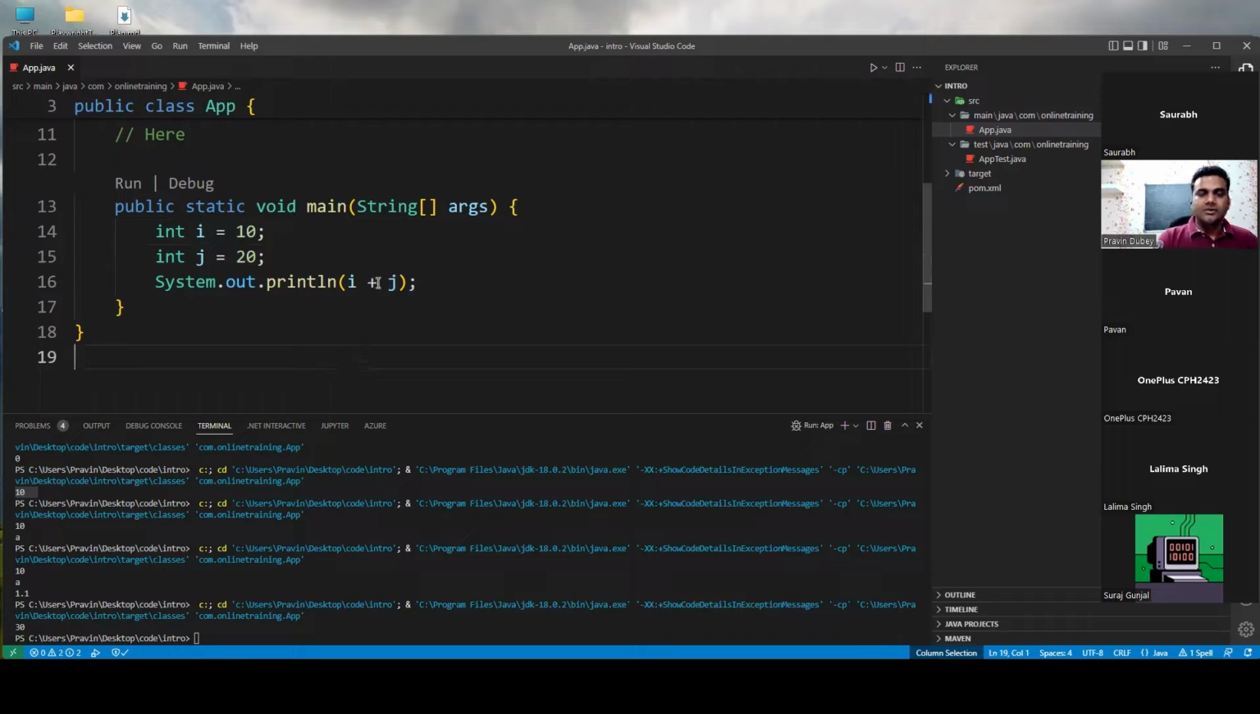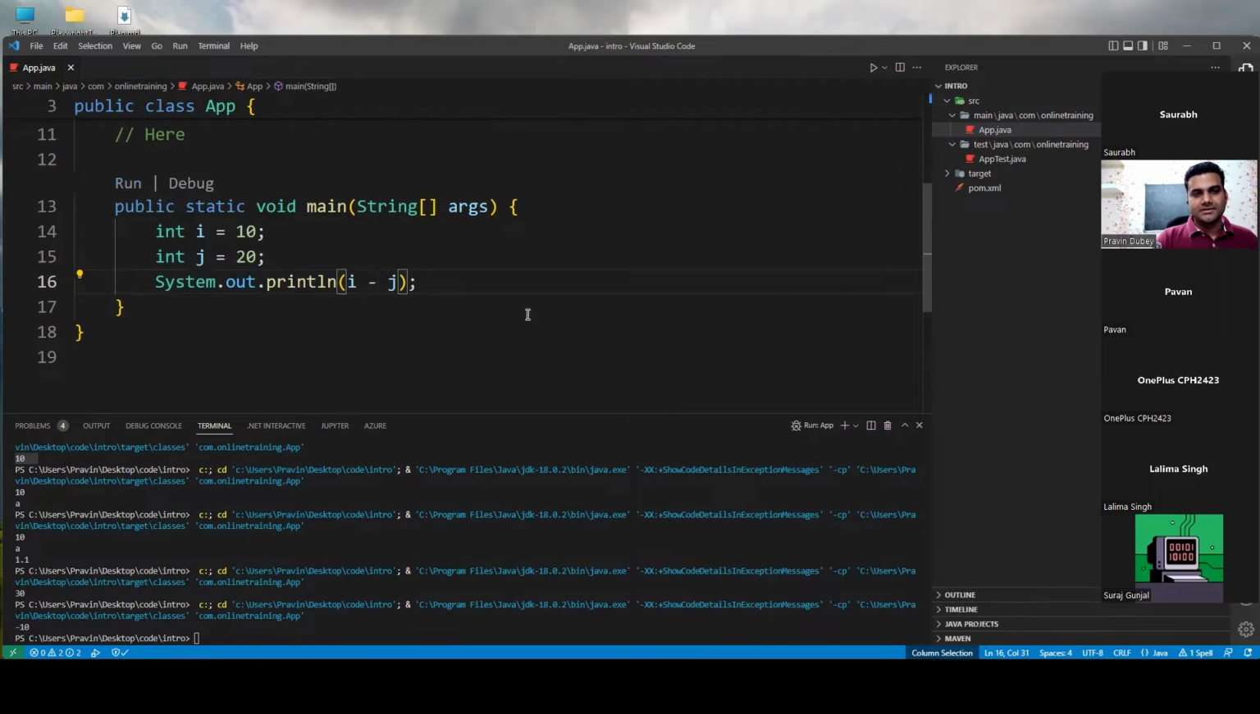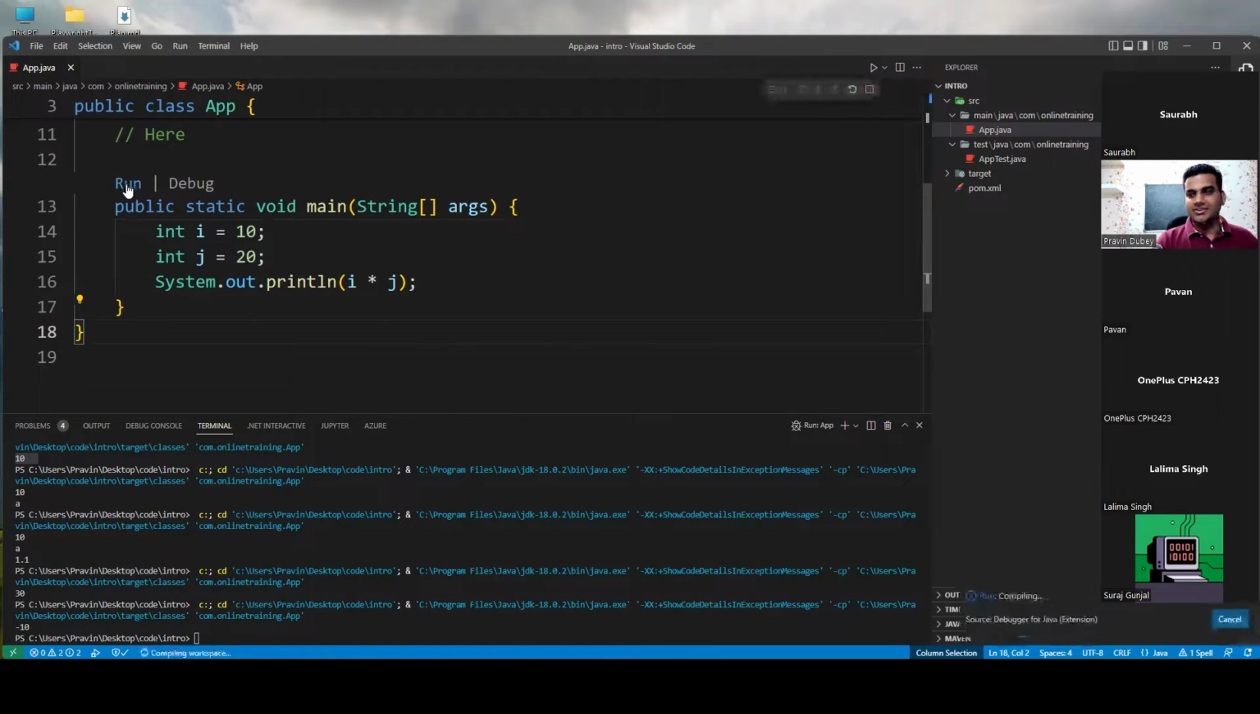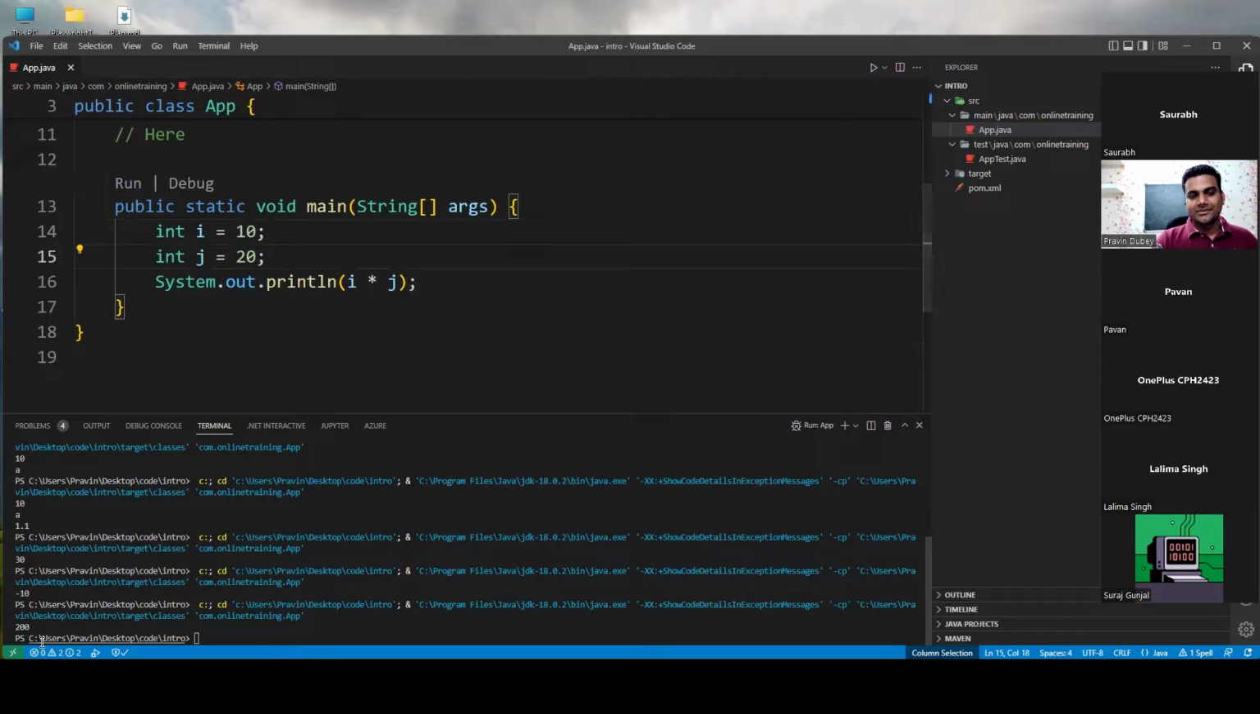Correct? Now, if I say minus, what will be the output? 10 minus 20? Minus 10. Perfect. So this is just for seeing if it is working or not. So 10 into 20, 200, right? So these are basic operations.